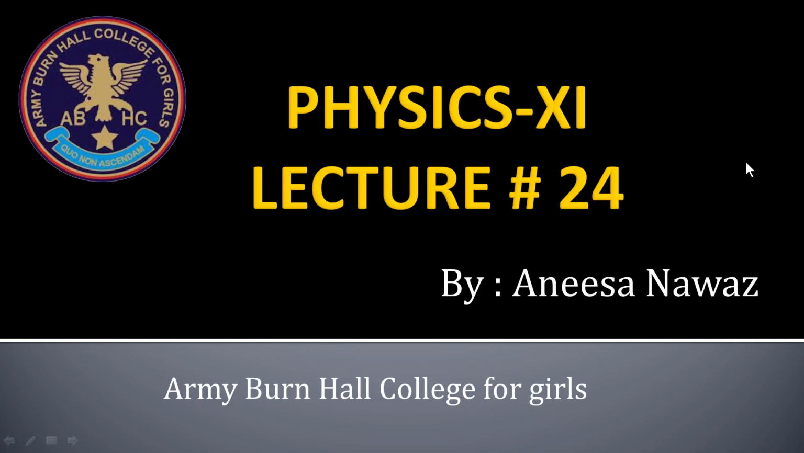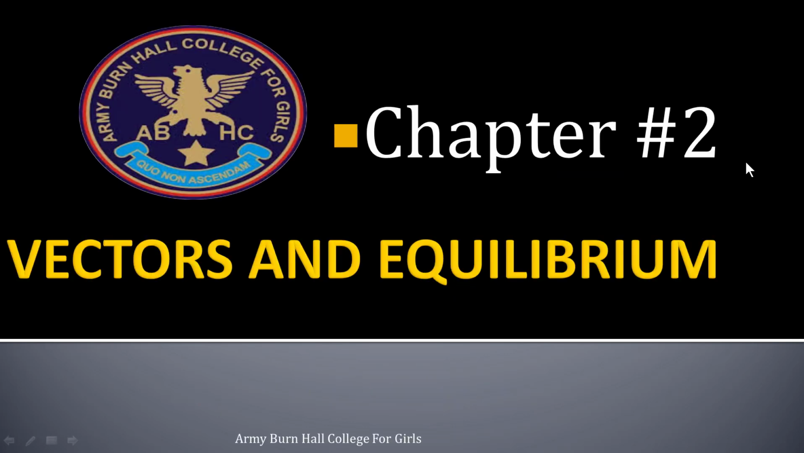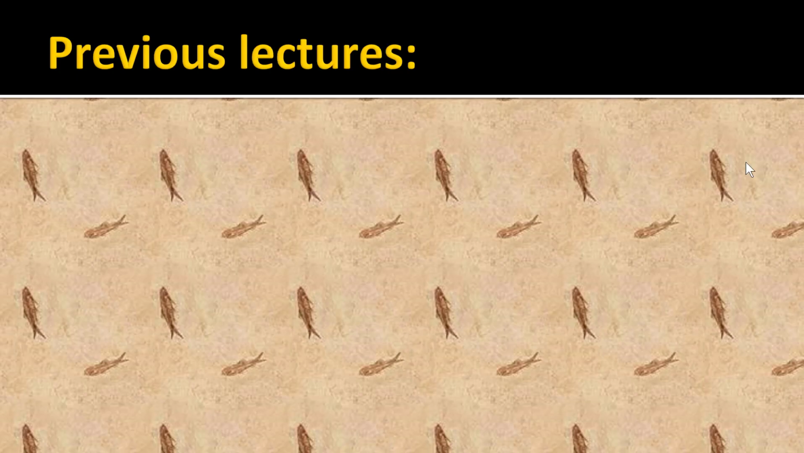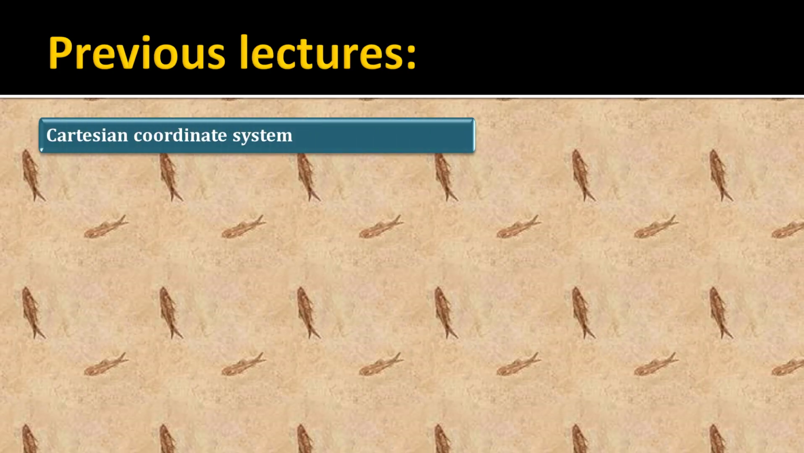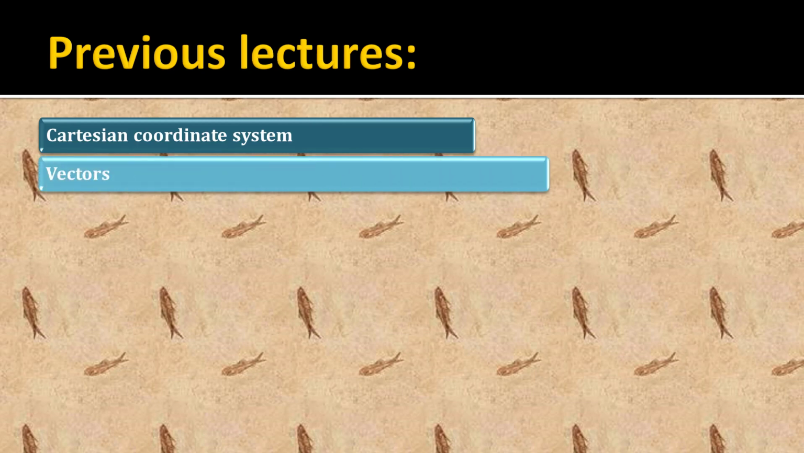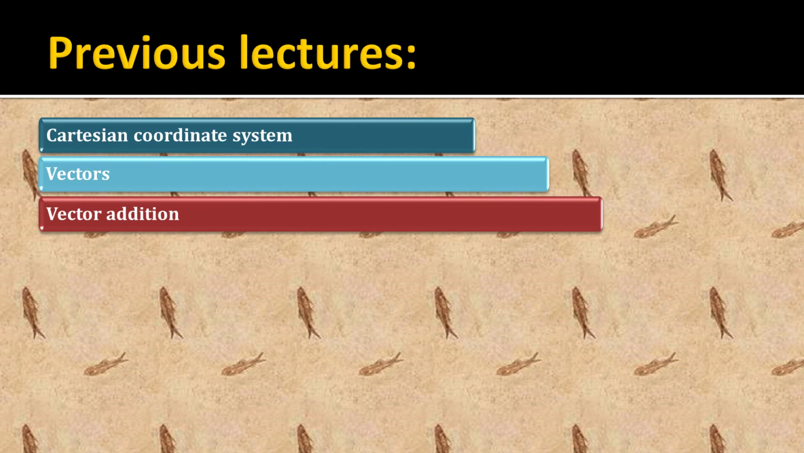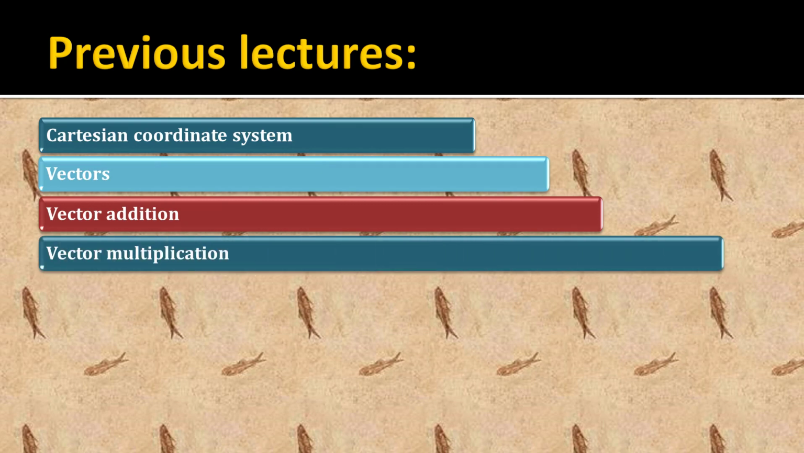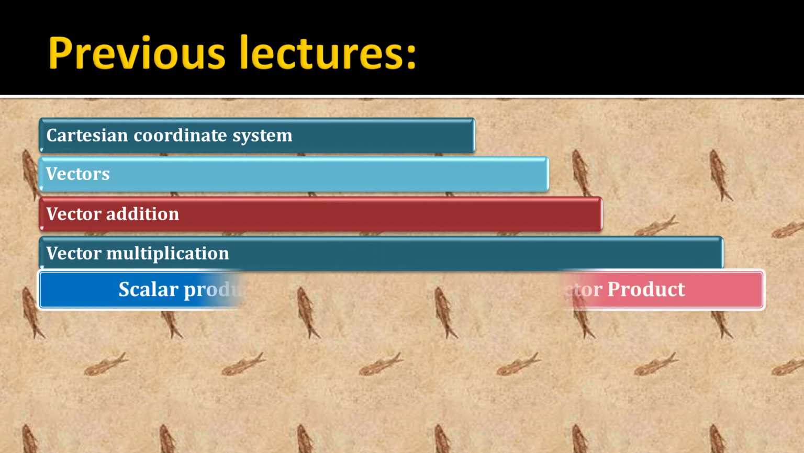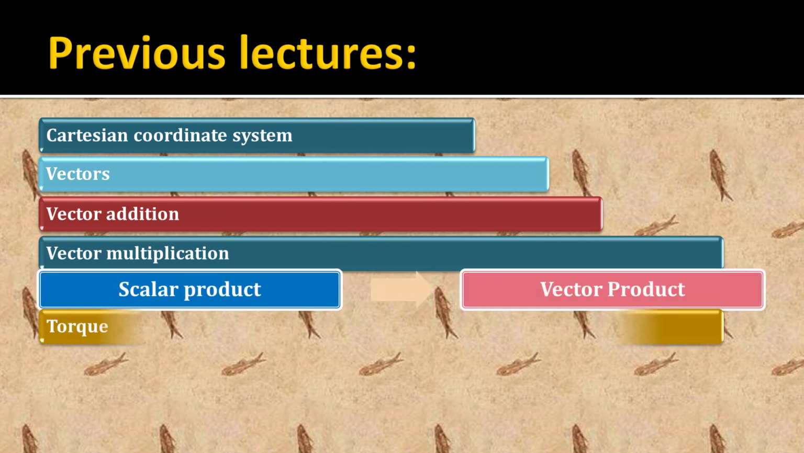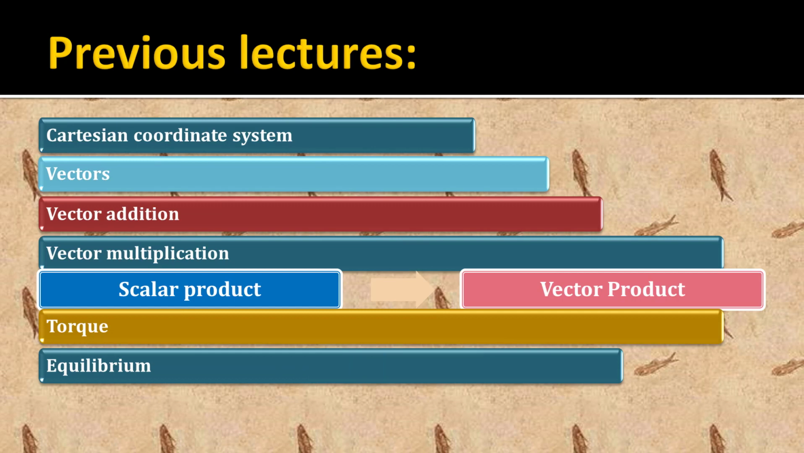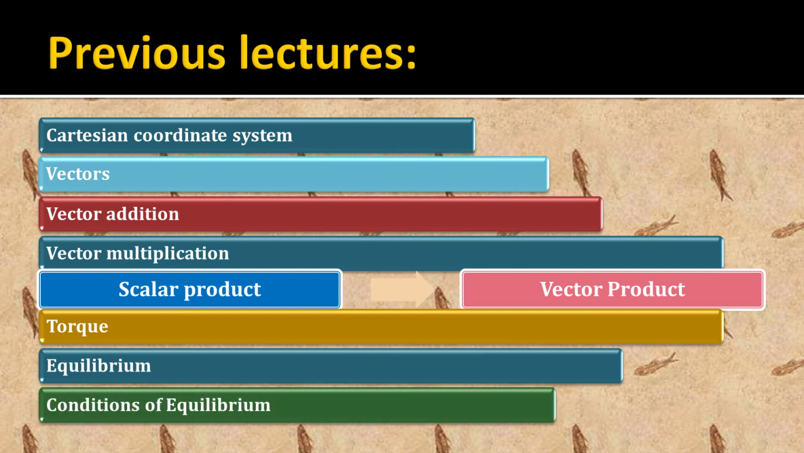This is our lecture number 24 from chapter number 2, Vectors and Equilibrium. In previous lectures we have discussed the Cartesian coordinate system, vectors, some types of vectors, vector addition, different ways to add the vectors, vector multiplication which included scalar product and vector product, torque, equilibrium and conditions of equilibrium.